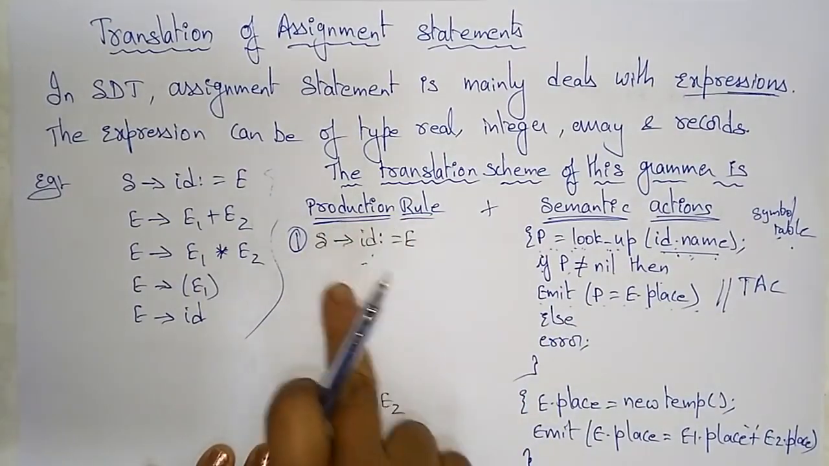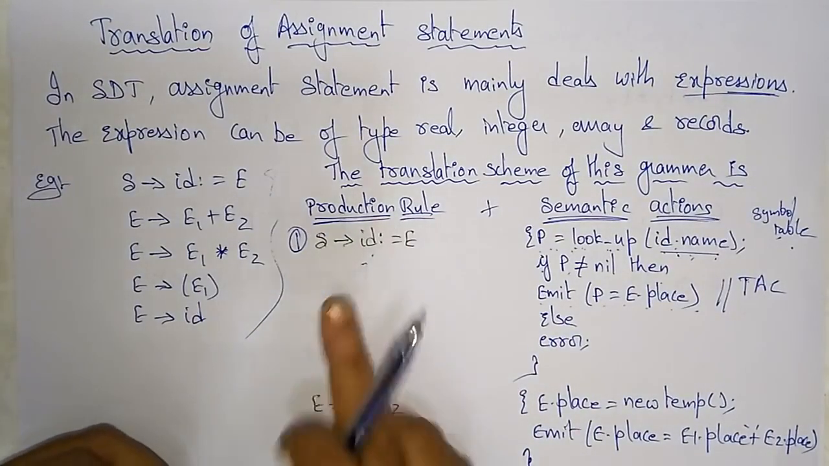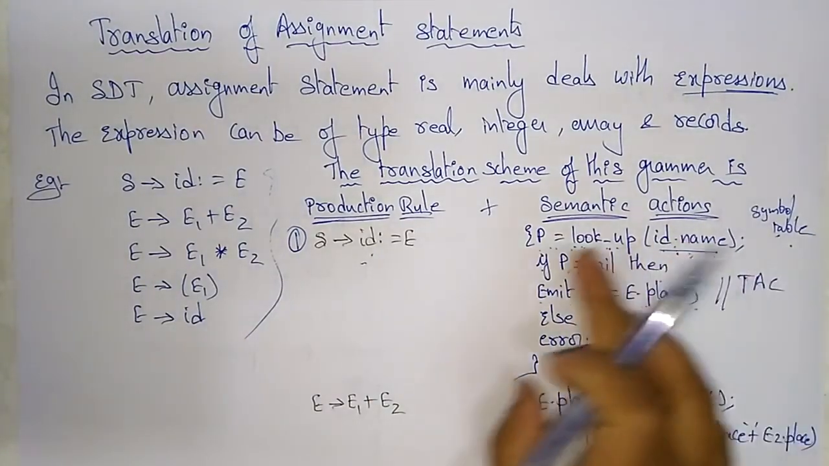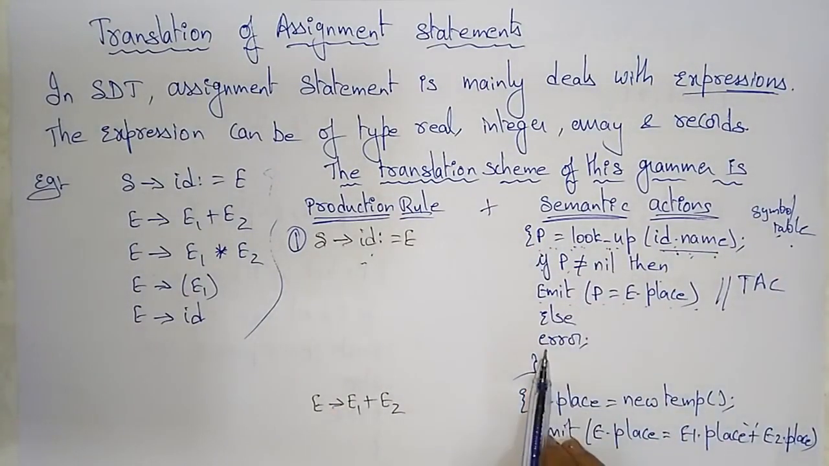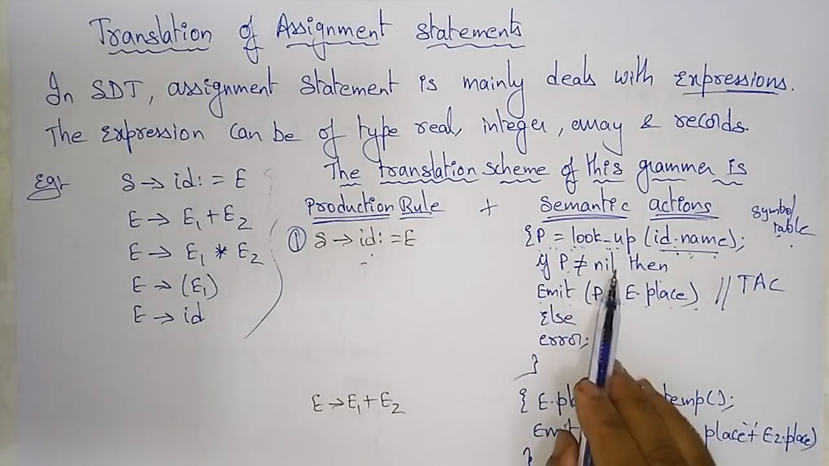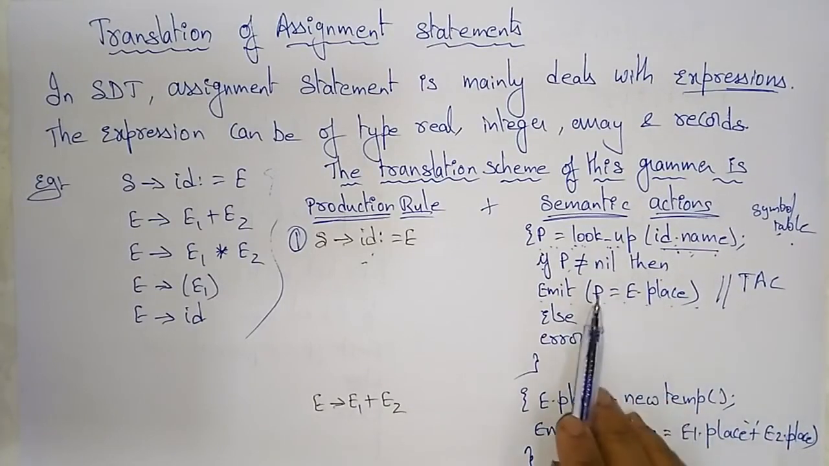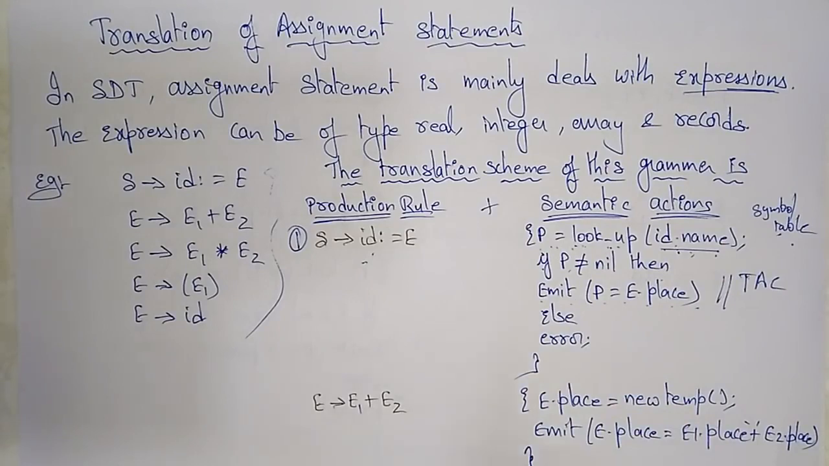Whenever this production rule occurs while parsing for the reduction, it has to be checked whether id dot name is present in the symbol table. That value should be assigned to P. Suppose it is not present, it displays an error. If it is present, which means a value is there, then you have to generate a three address code, and that will be placed on the P value.